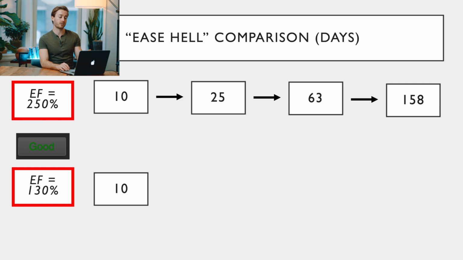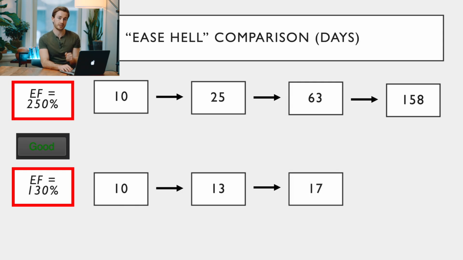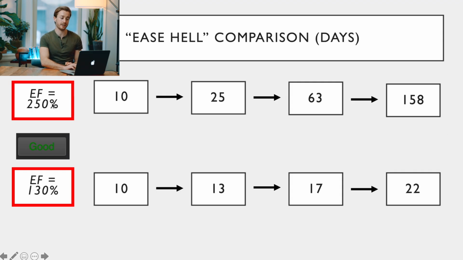Now, let's say we've had a card that we've hit again or hard a ton of times, so the ease factor is at 130%. Well, we're gonna have that same starting day at 10, but the next time we see it, because this ease factor is so low, is 13 days later, and then 17 days later, and then 22 days later. You can see there's a huge difference here between an ease factor of 250% and an ease factor of 130%. And what might be happening here is we're seeing these cards too frequently.